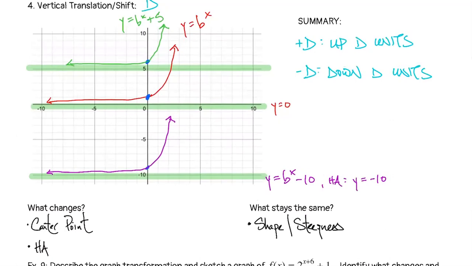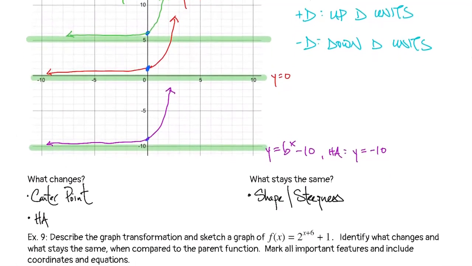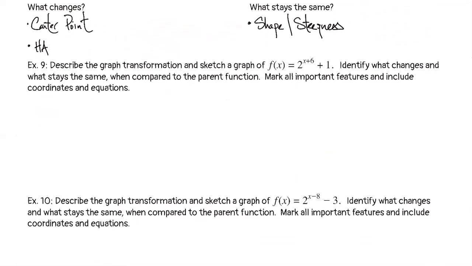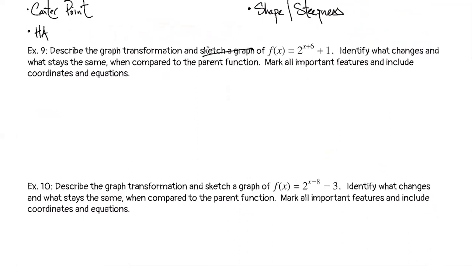All right, let's do these 2 examples down here where we're going to unpack what happens in these graphs. Again, we're going to nix the sketching of the graph and just focus on identifying the transformations, all right? So with this f of x, tell me what graph transformations happen for 2 to the x plus 6 and then plus 1.